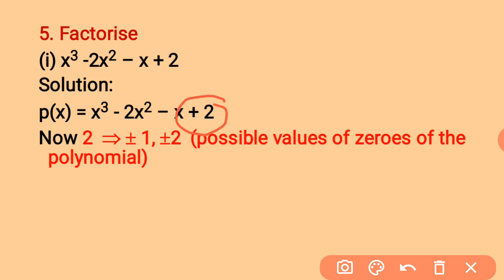And you will go on finding out all possible factors of this constant term, that is plus 2 in this case. And we all know that 2 can be written as 1 multiplied by 2. You will take both positive as well as negative values. That is why the next statement says that the possible values of zeros are plus minus 1, that is plus 1 as well as minus 1. Then plus minus 2, that is plus 2 minus 2. So there are possible 4 values.